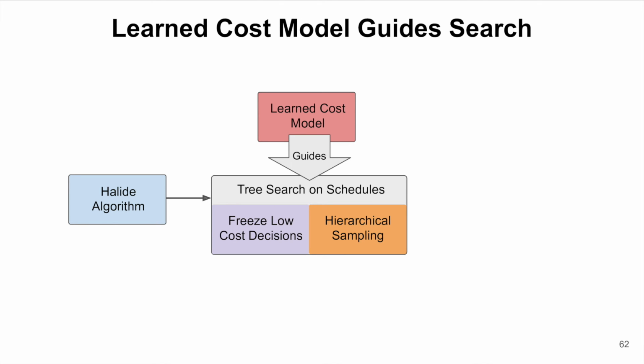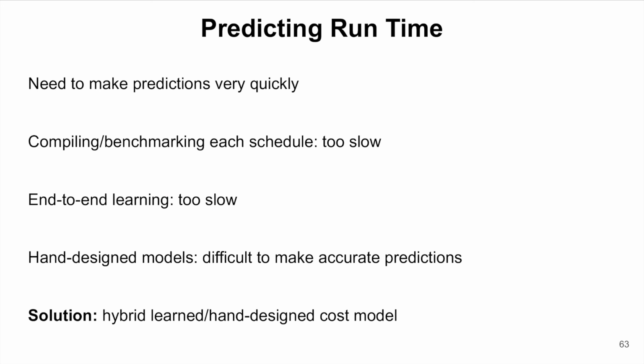Now let's look at how the cost model works. Our goal is to predict the runtime of schedules. In order to be able to consider a large number of potential options, we need to make decisions very quickly. Compiling and benchmarking every option is much too slow. We could try some kind of end-to-end learning, but we actually tried learning features automatically from loop nest structures, and found that this required a network with large capacity and was also too slow. We could try using a hand-designed cost model or heuristics, but with these, it's difficult to get good prediction accuracy. Instead, we use a hybrid learned, hand-designed cost model.